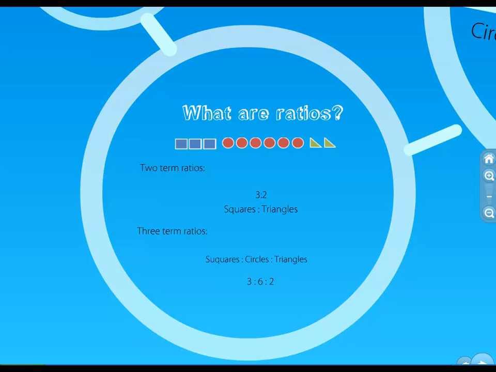You can write a three-term ratio of squares to circles to triangles. The ratio would be 3 to 6 to 2.